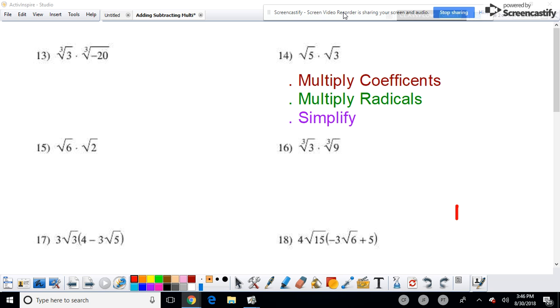What's up, everybody? This is Mr. Williams, and I'm coming at you still talking about our radicals. So, in the previous video, we added them and subtracted them. Once before that, we simplified them. Today, we're going to multiply.